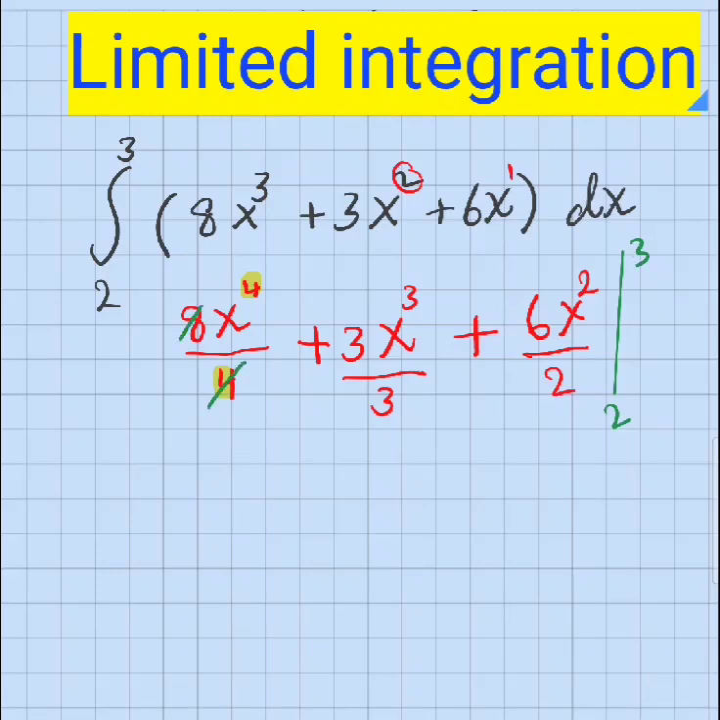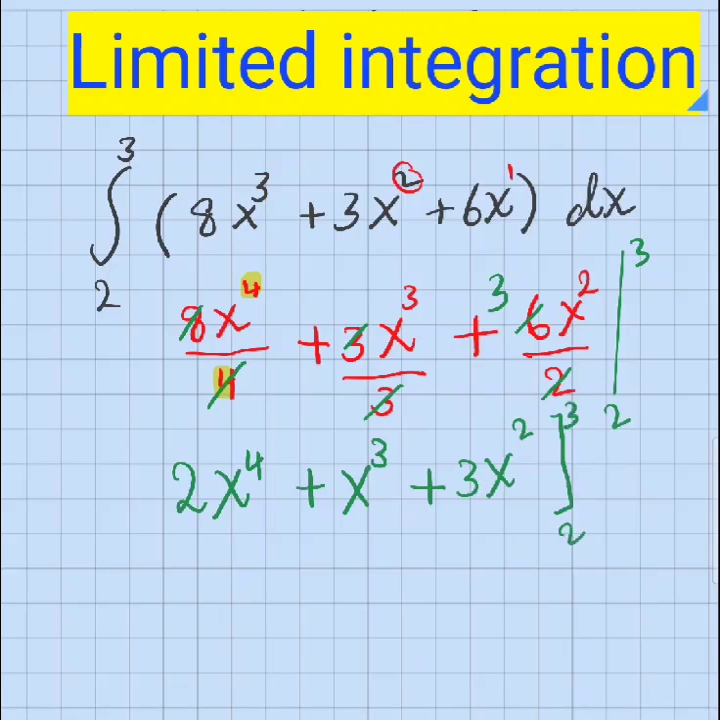8 divided by 4 is 2. So we have 2 times x to the fourth. 3 divided by 3 is 1. So that cancels. So we have 1x cubed, which we can write as just x cubed. 6 divided by 2 is 3. So then this is going to be plus 3x squared, evaluated from 2 to 3.